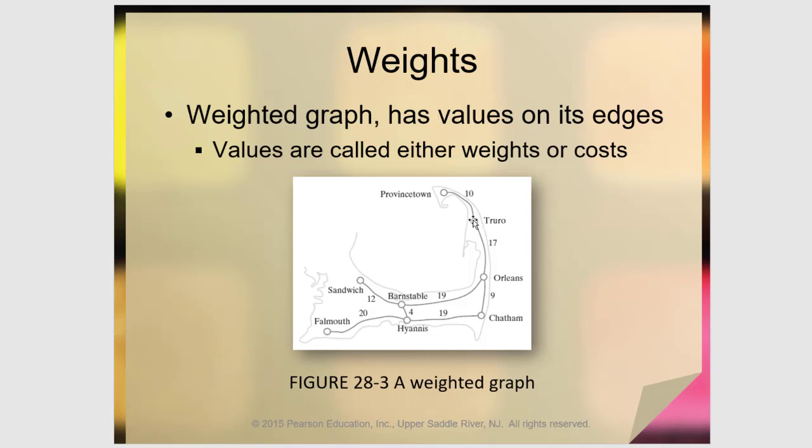Now they could represent a good thing. They could represent something that's increasing as you collect them and go across the paths. But in this case, if you look at it, it would probably indicate the number of miles or kilometers or something between the different towns if you take that path. So that would be a weight or a cost.